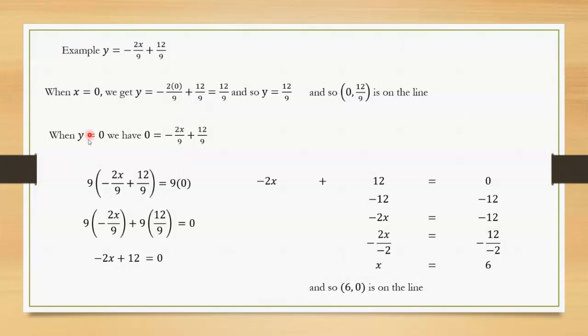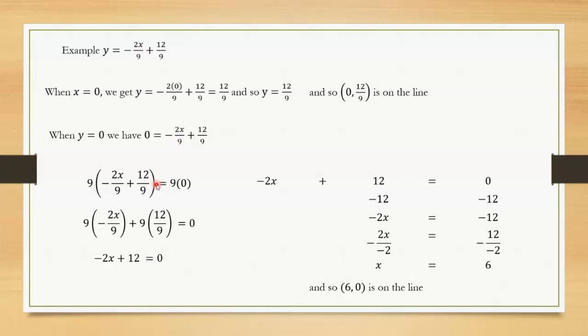Anyway, now if we set y to be 0 and we solve for x, we have 0 equals -2x over 9 plus 12 over 9, like so. And from here, you get this. Again, I'm setting y to be 0, and we want to figure out what x is.